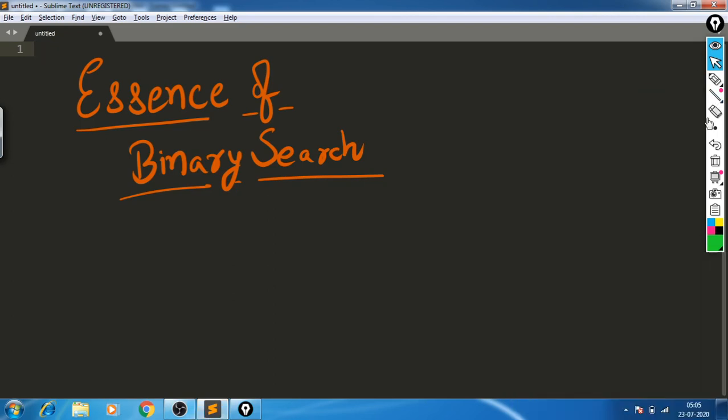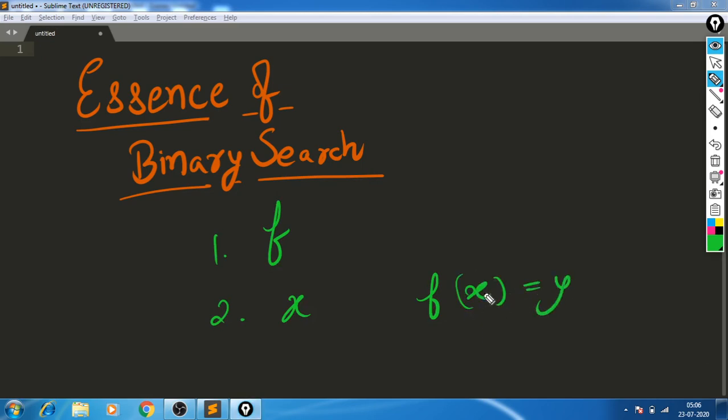So let us start with the problem statement. And the problem statement is that you're given a function f. You would like to find the point x such that f of x equals y. So you want to find at what value of x does f(x) become equal to y. And you can say that f is a function from real numbers to real numbers. Now this is the goal of the video currently.